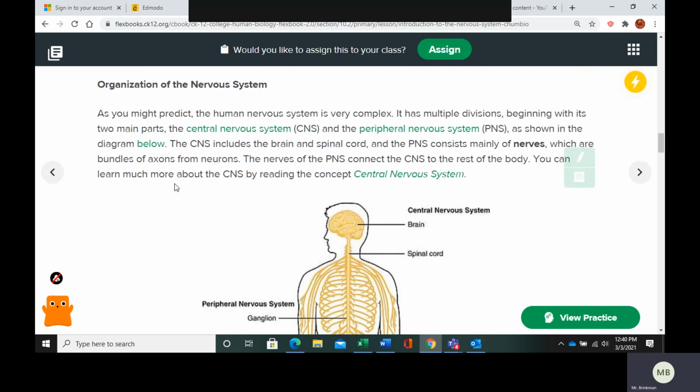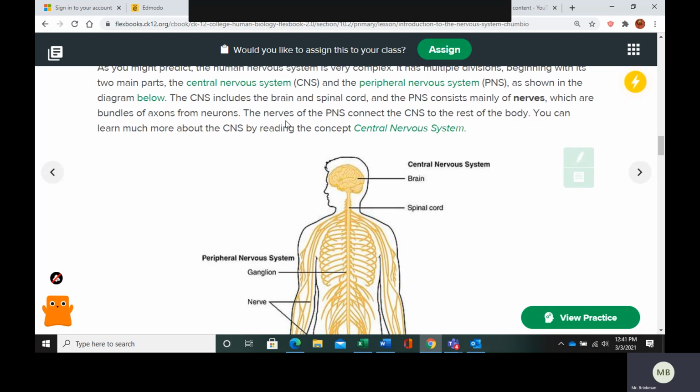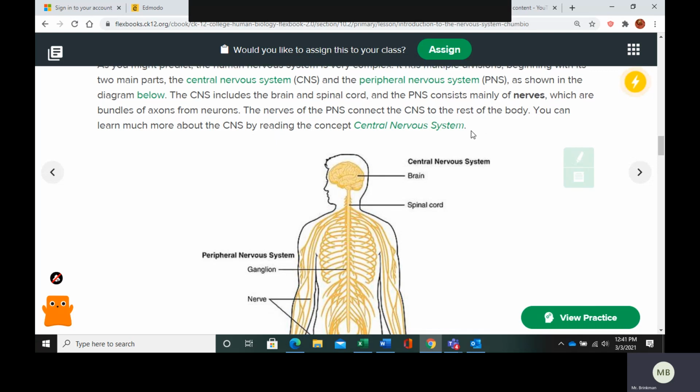The human nervous system is very complex. It has many divisions. Its two main divisions are the central nervous system, the CNS, and the peripheral nervous system, the PNS. The CNS is the brain and the spinal cord. The PNS is the nerves, which are bundles of axons from neurons. The nerves of the peripheral nervous system connect the central nervous system to the rest of the body.